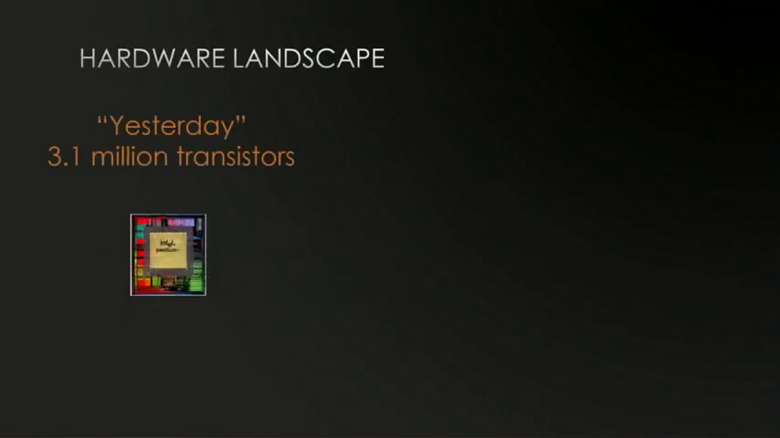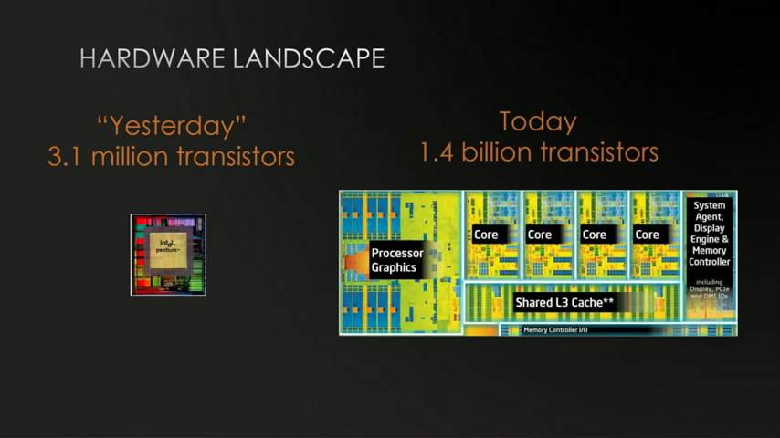So you may have seen this diagram before. On the left-hand side, we've got a Pentium chip, 3.1 million transistors. It's the processor of yesteryear. On the right-hand side, there's Intel's Haswell processor. It's got 1.4 billion transistors. There's sort of a lot of stuff in that. This diagram is not to scale.